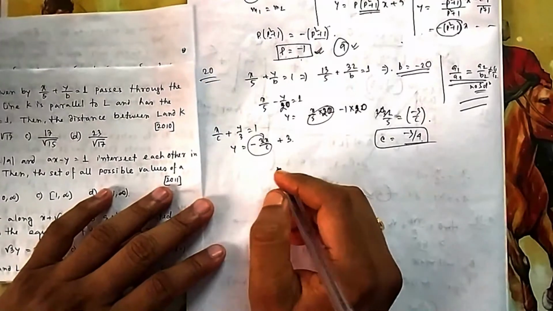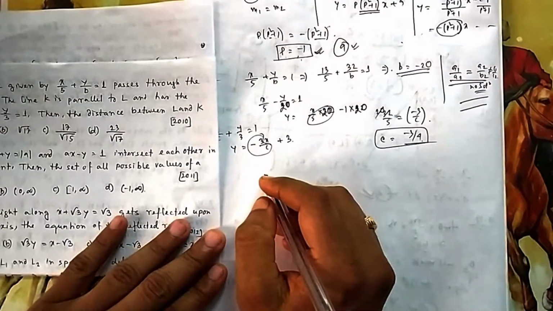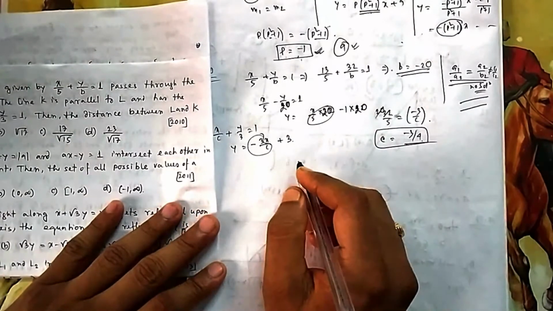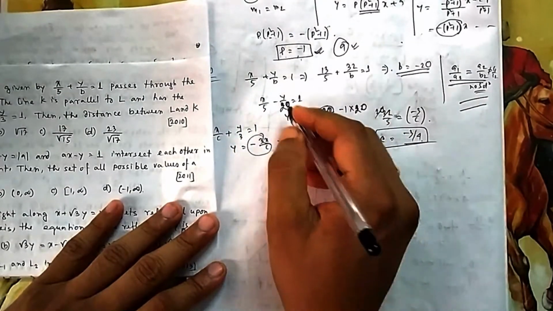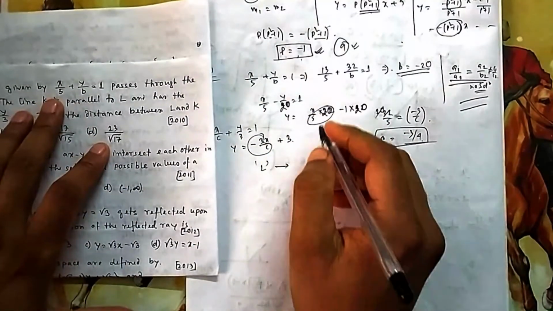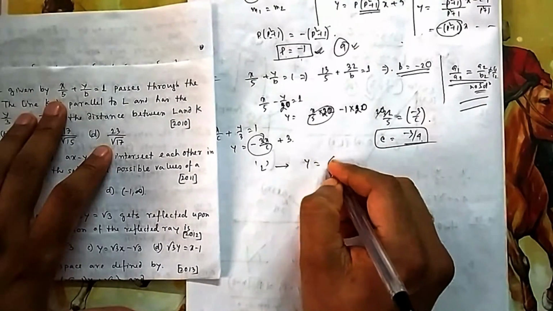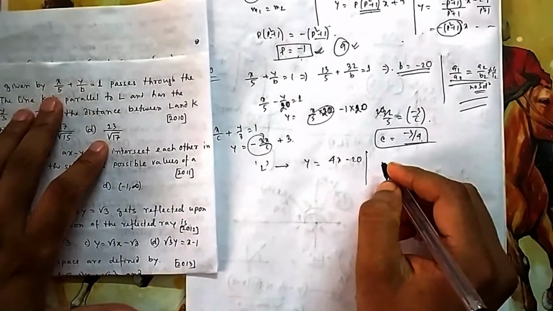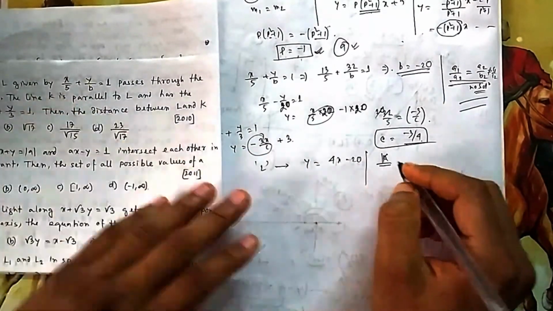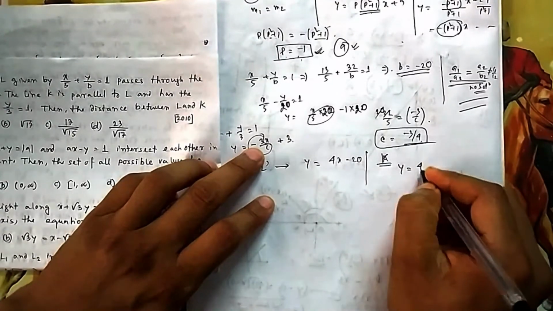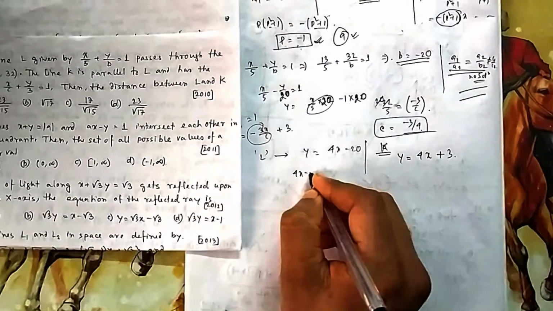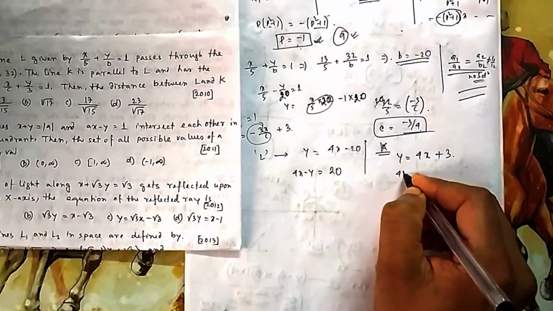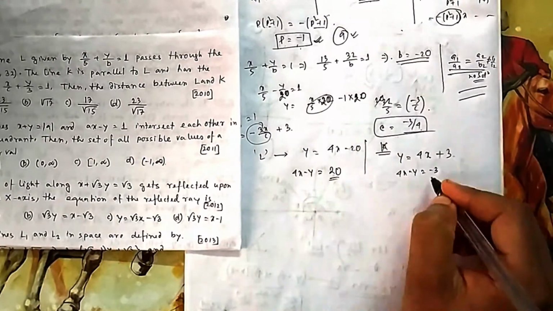So once you know c, then what will be the distance between the two lines? So if you put it there, your equations become, let me write it clearly. The equation of L becomes y equal to 4x minus 20, and this is the equation of line K: y equal to 4x plus 3. So what was the formula for this one? You can write it as 4x minus y is equal to 20 and 4x minus y is equal to minus 3. So it is C1, it is C2.